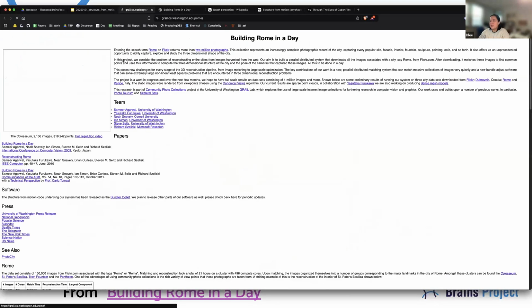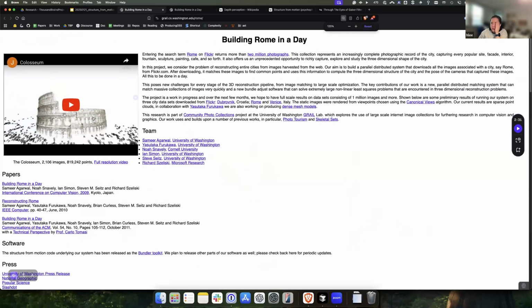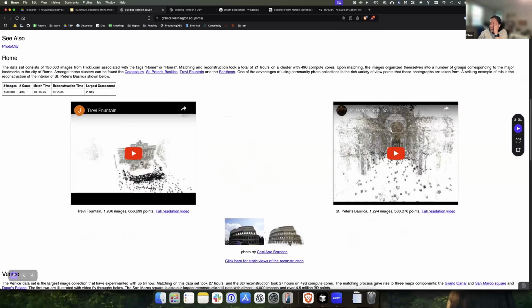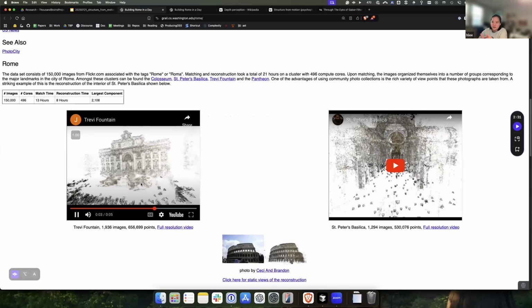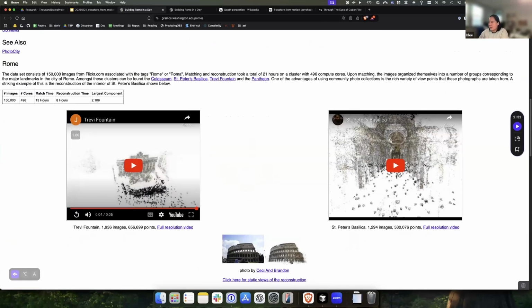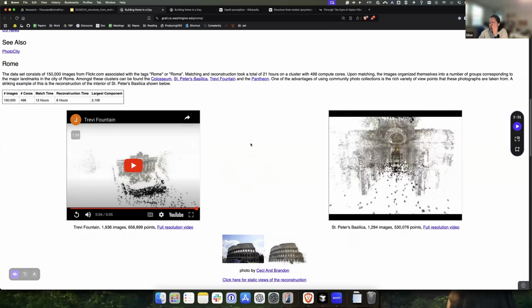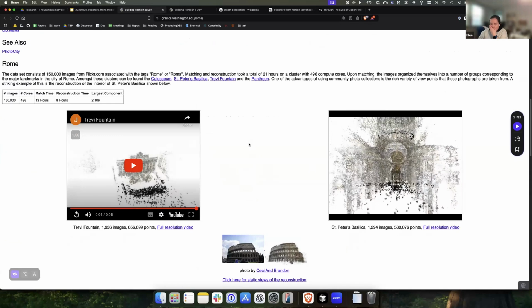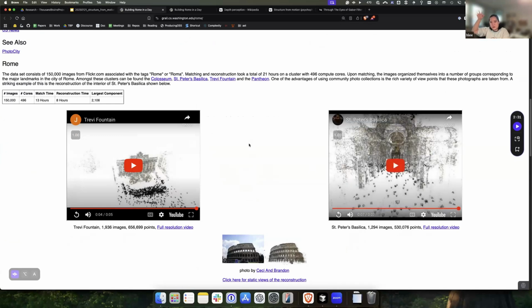There's a bunch of other examples on this website called Building Rome in a Day. What you saw was the Colosseum, but there's also the Trevi fountain. This one's pretty cool too. A lot of people take pictures of these landmarks. But nowadays, structure from motion is used a lot for mapping terrains. They would send out drones, take pictures, and map out the area.